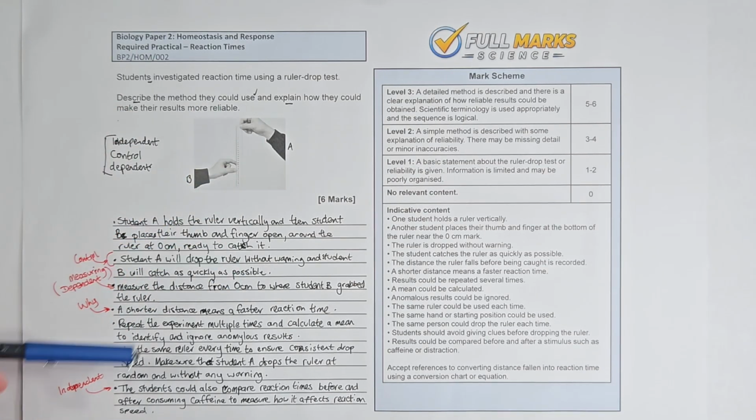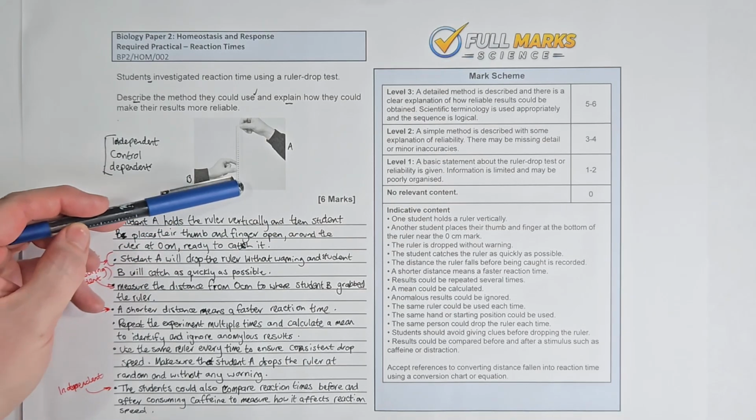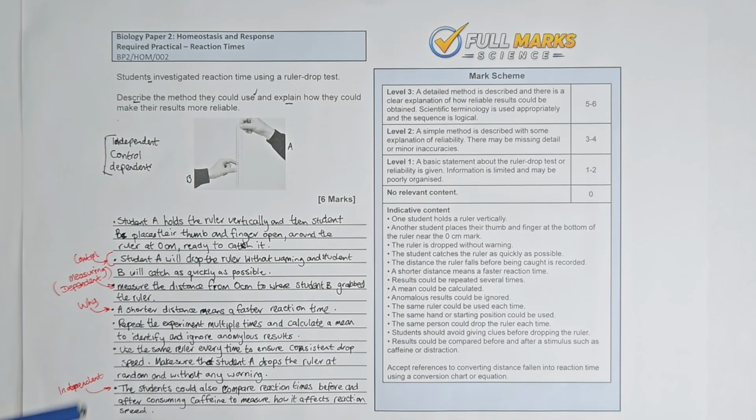We've got our two students dropping a ruler, the other student catching it, measuring the distance from 0 to where they grabbed hold of it as our data for our reaction time, and then doing it multiple times, calculating a mean to get rid of any anomalies. Maybe they just weren't paying attention and they grabbed it and it went to 15. That would be a really big anomaly. So it'd help us to identify where things have gone wrong and get rid of those.